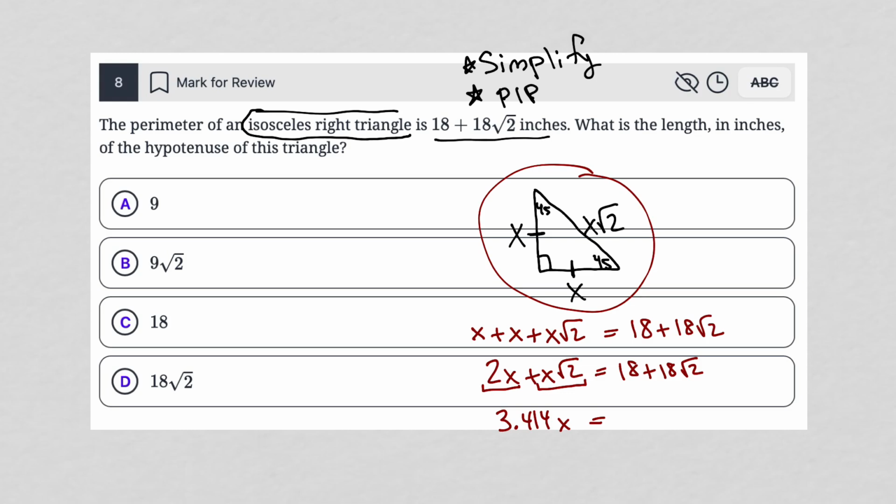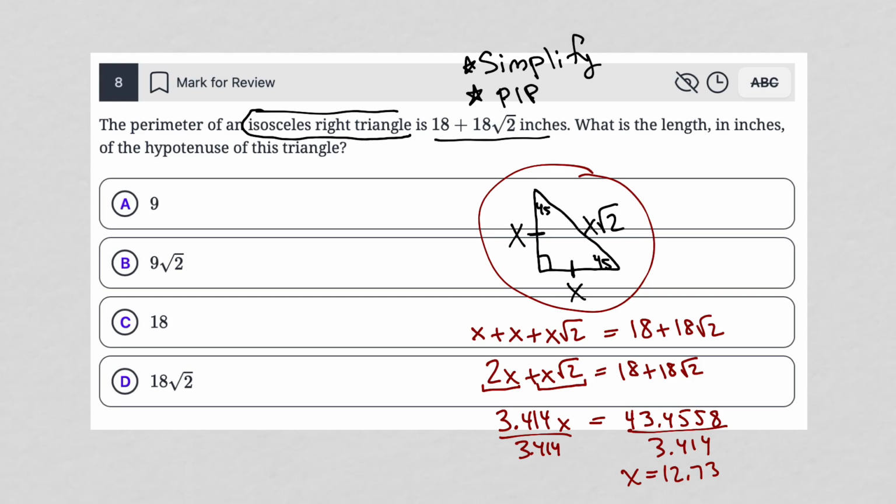And on the right-hand side of this, 18 plus 18 root 2, go back to my handheld calculator. 18 plus 18 times root 2. I'm getting for that 43.4558, and there's more numbers there, but I'm assuming that should be enough. And therefore, when I divide both sides by this 3.414, going back to my handheld calculator, I have 12.73 basically. So I have x equals 12.73.